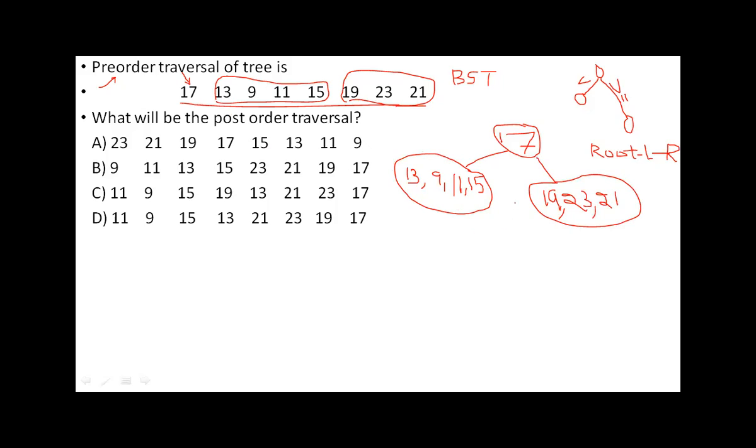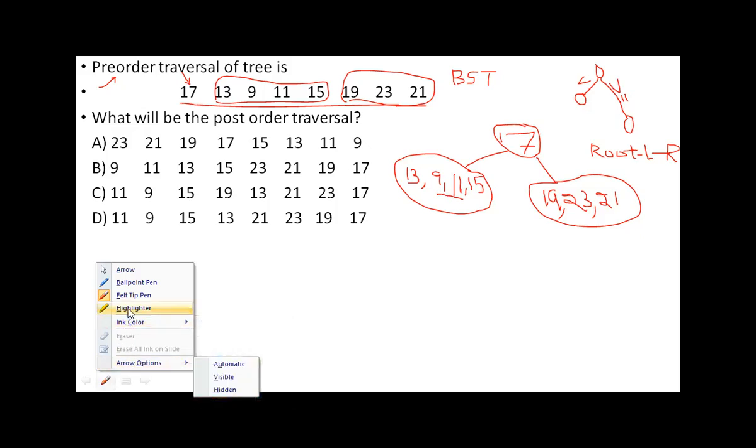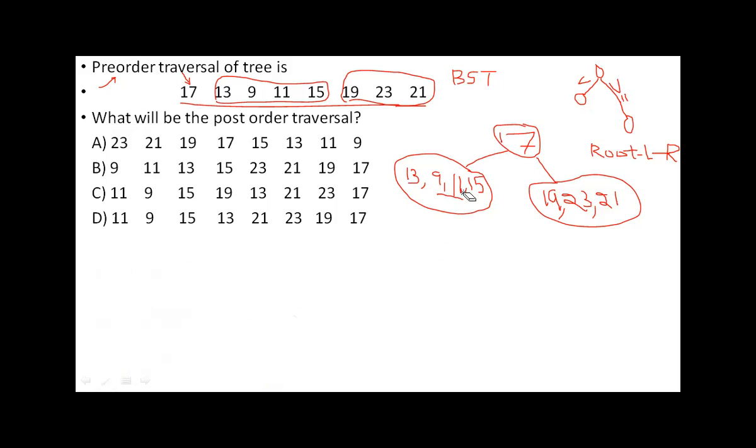Again, apply the same concept for the left subtree here. So 13 will again become the node here. Then all the elements less than 13 will be in the left subtree and greater will be in the right subtree. So that means 9 and 11 will be on the left of 13 and 15 will be on the right side. So if I erase this and draw accordingly, now just, yes, okay.